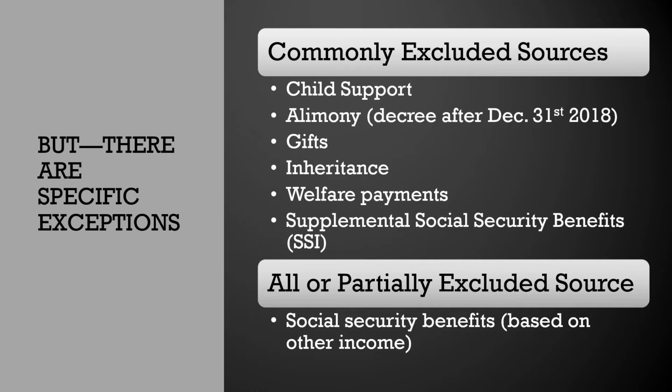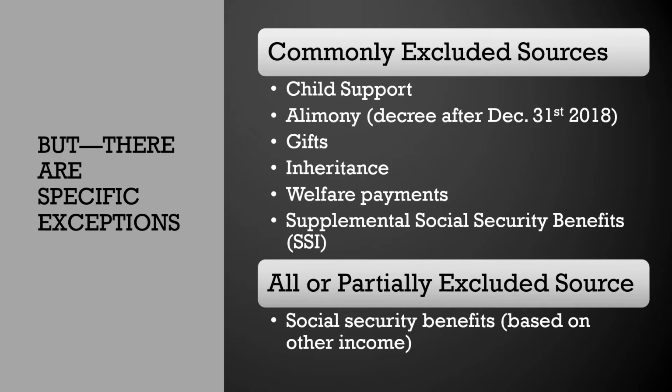This is an important difference because excluded income is not used in the calculation of a filing requirement, and it's also excluded when calculating adjusted gross income. Remember, adjusted gross income is that special line on the return that affects some of the other tax benefits that our taxpayer can claim. Some commonly excluded sources of income include child support, alimony if the decree of divorce is after December 31st, 2018.